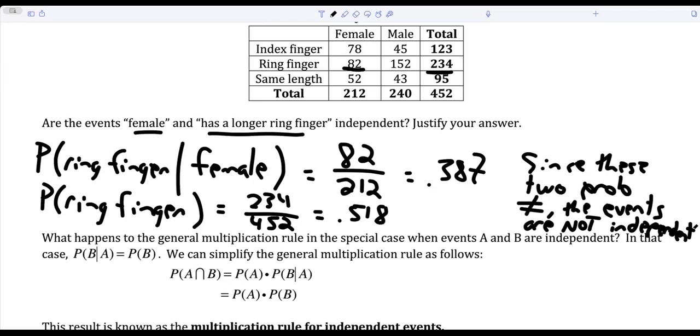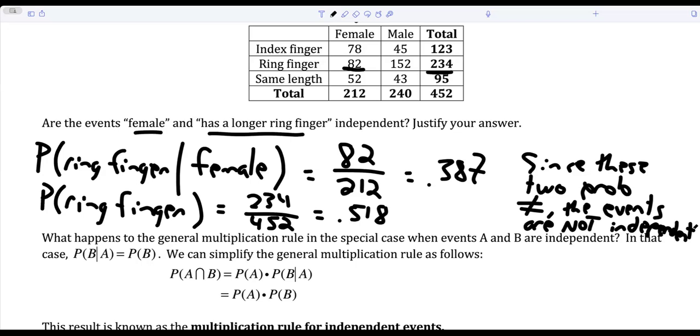Because the fact that they are female affects the probability that they have a longer ring finger. Yes. So when a question asks you to explain or justify why two events aren't independent, you can write out their probabilities and just say these aren't equal, so they wouldn't be independent of each other. That's correct. There's also another formula you can use to check if they are independent.